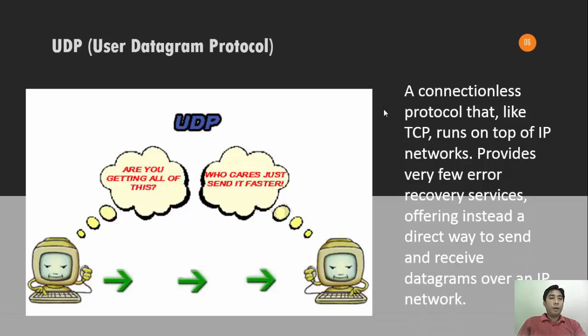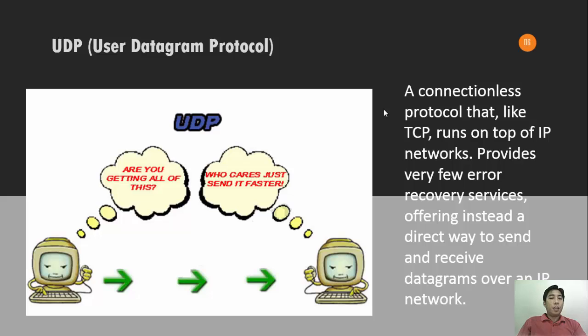The UDP, or the User Datagram Protocol, is a connectionless protocol that, like TCP, runs on top of IP networks. It provides very few error recovery services, offering instead a direct way to send and receive datagrams over an IP network. Broadcast and multicast transmissions are available with UDP, and UDP is used in DNS, DHCP, TFTP, SNMP, RIP, VoIP, multimedia, online games, and many more.